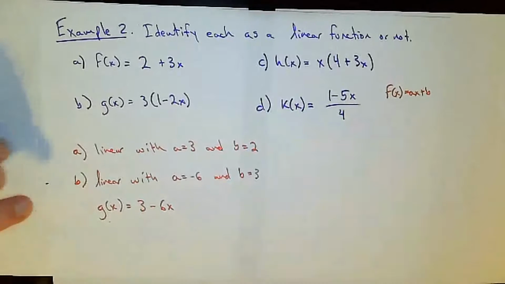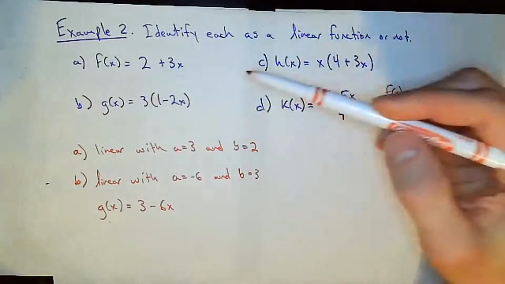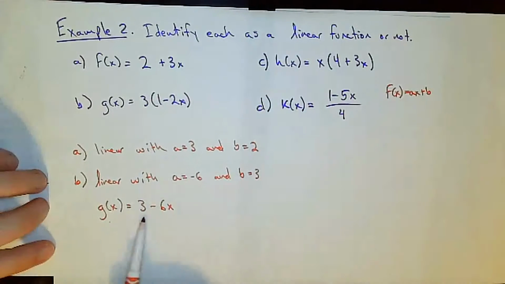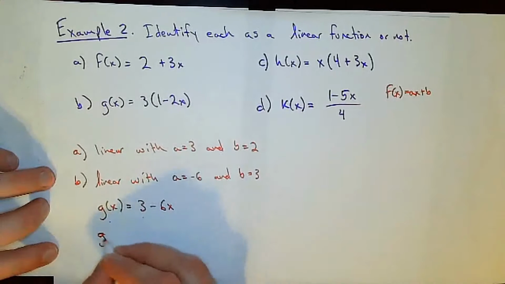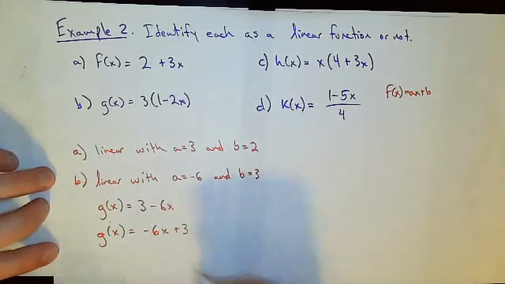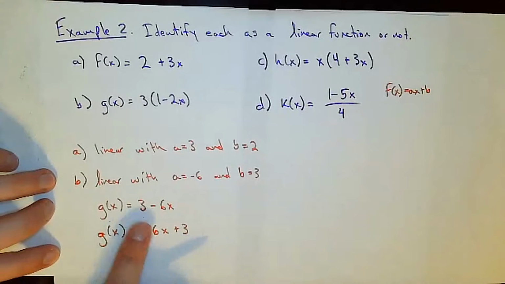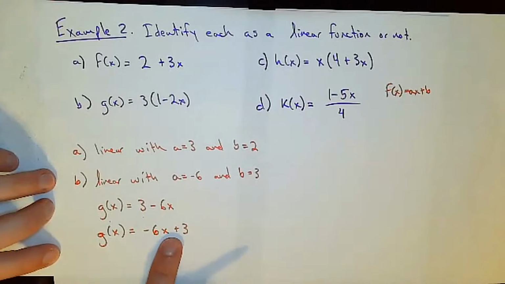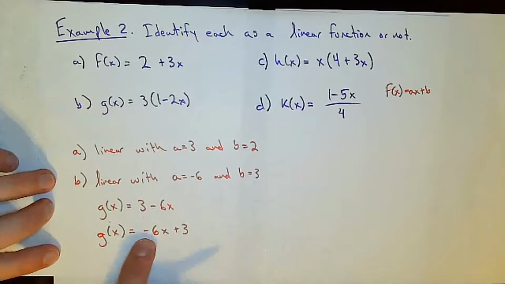So anytime you see something like this, where there's a number outside, you need to clean it up and get it as just two terms, this term and this term. Order doesn't really matter. You can flip it around and put the x term first if you'd like. If you did that, it would look like negative 6x plus 3, the negative sticking with the 6. The 3 is positive, so when we rotate them, we should have plus 3 there. Hence why B is positive 3, A is negative 6.